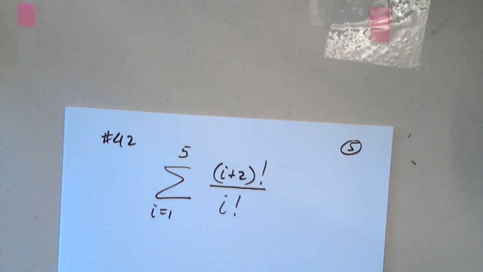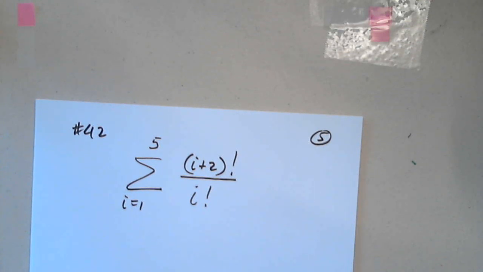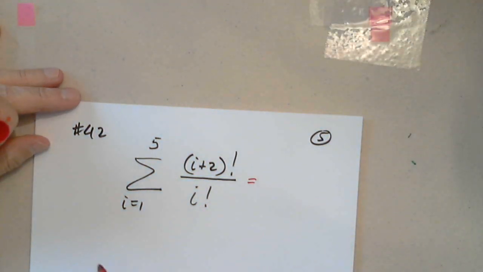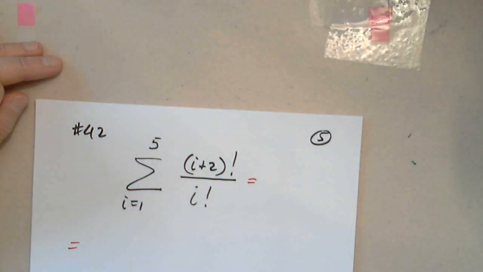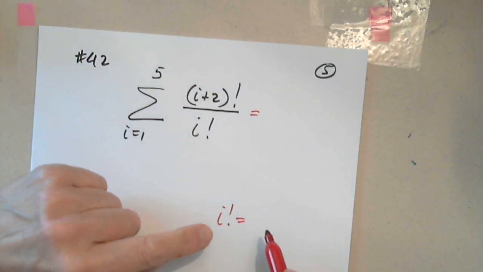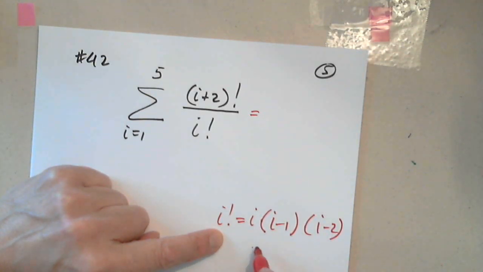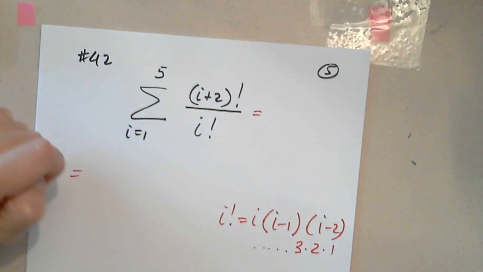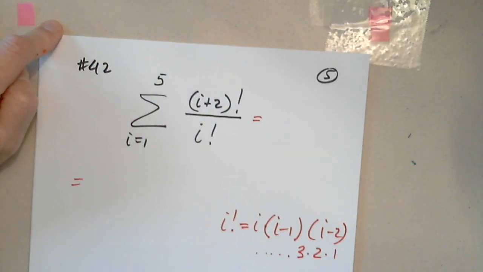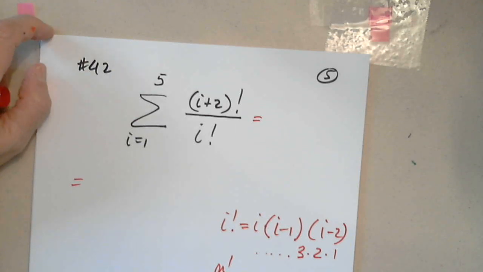We can simplify that inside and make it very simple because we know how. So let's give it a shot. How do we simplify? Which of these two is bigger? Well, we know that i factorial is, I start with i, multiply by i minus 1, multiply by i minus 2, multiply dot dot, 3 times 2 times 1. It's like n factorial.